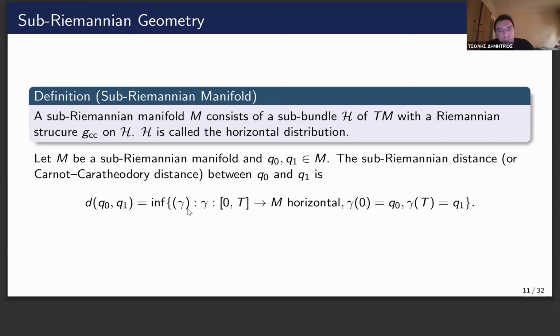And those curves should be tangent to the horizontal distribution. So essentially, if we can draw this, we take 2 points and we draw all possible paths that are horizontal, which means that they are tangent to the horizontal distribution, and we take the infimum of all those curves. So essentially, this means that we're only allowing horizontal directions when we're considering distances. We can have, like in Riemannian geometry, any direction in the tangent bundle. We're only allowing this direction.